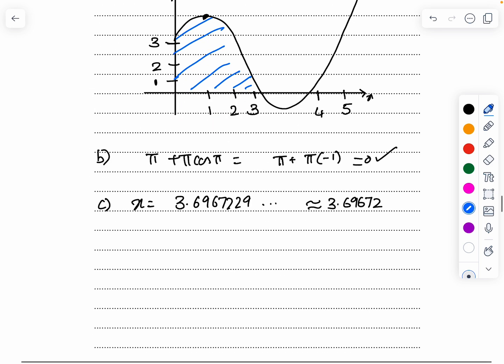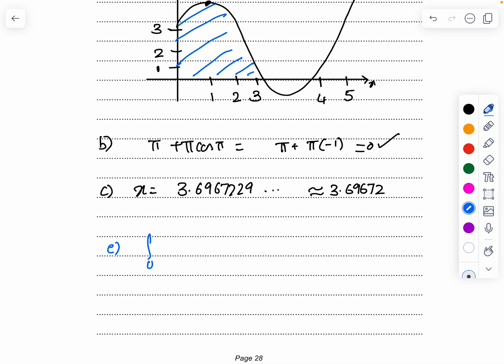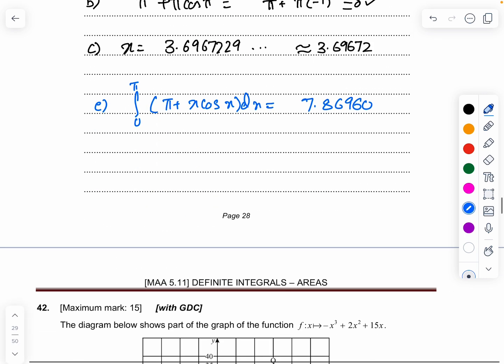Now part E, the integral from 0 to pi of pi plus x cos x dx. Simplify that or use the calculator, you will be getting it out as 60. That's going to be the answer.